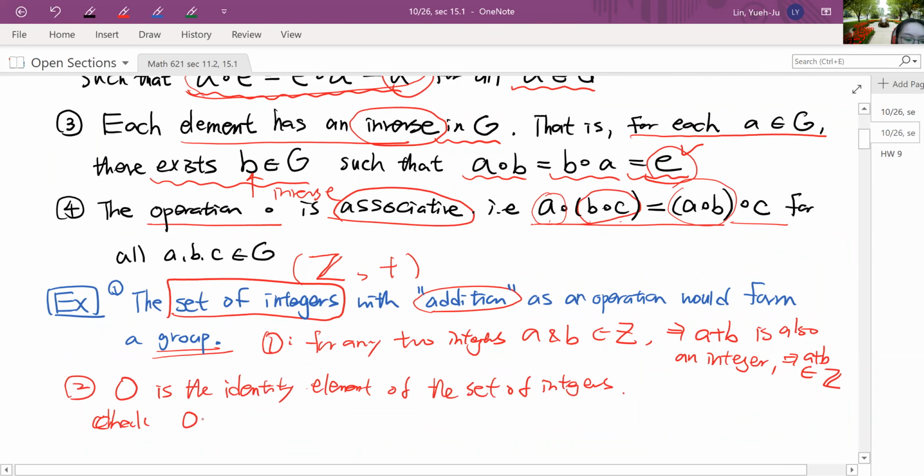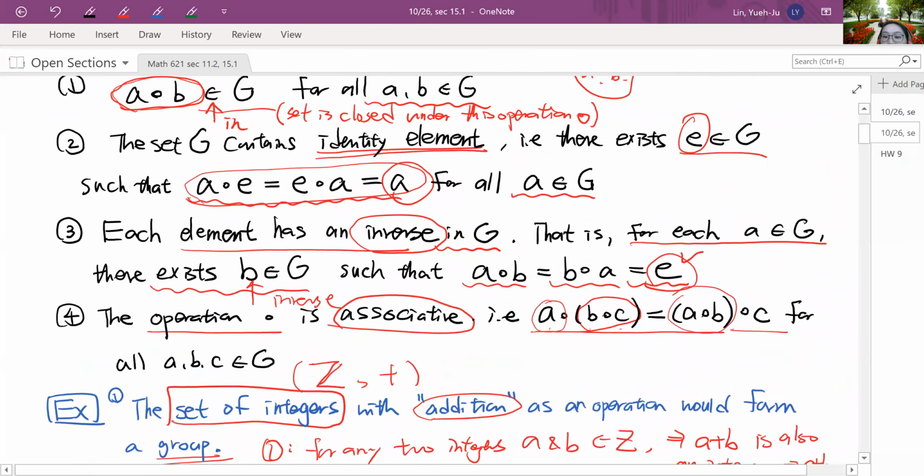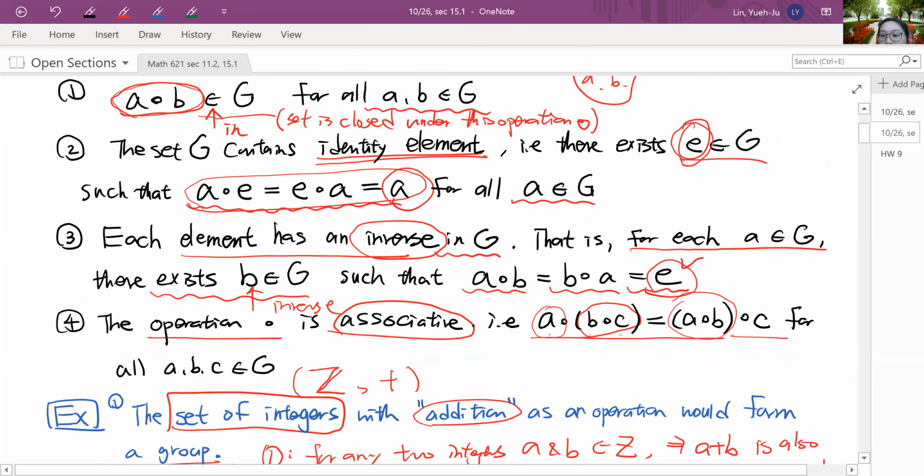Because 0 plus any integer will be the same as the integer plus 0, which is a, where a is any integer. Okay, this is easy to see, right? Because 0 plus anything is equal to itself. So we know that we really found an identity element, which is 0 in our case, from the set.